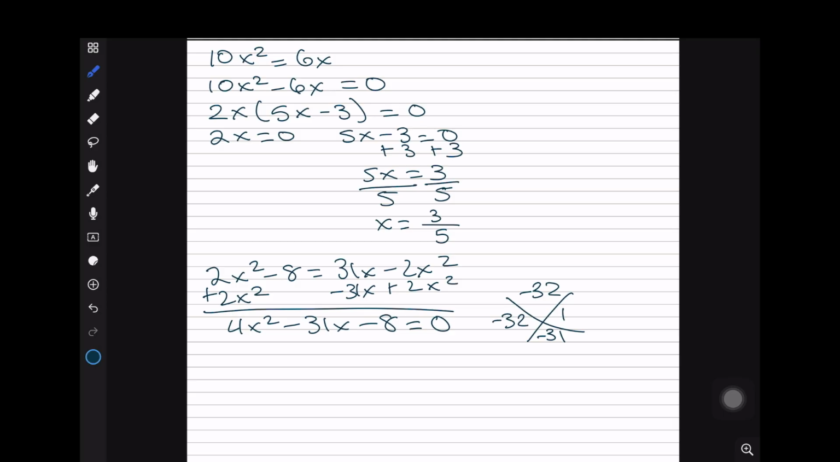So now apply any method you want. I'm just going to do the diamond right off the bat, and then rewriting them, I get x minus 8 times 4x plus 1 equals 0. So x equals 8 and x equals negative 1/4.